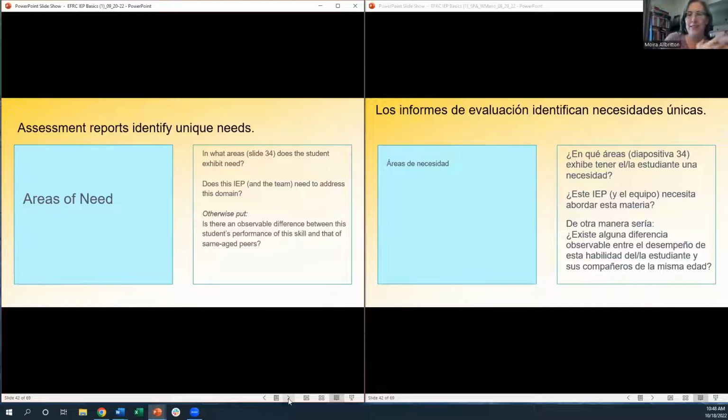The student has this behavior, that's a behavioral need. The student cannot do this skill, that's a need. The student can do this skill, but not quite as well, not to the standard of other students, that's a need.